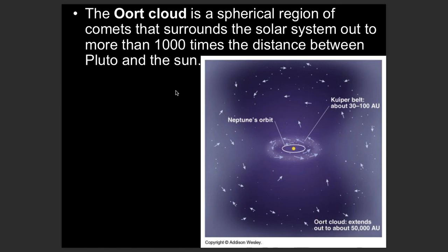Beyond that, in the outer regions of our solar system, is what's known as the Oort cloud, right? It's a spherical region, like a sphere. Think about the whole thing being inside a round snow globe, and this is the outer shell of it. It's a region of comets that surrounds the solar system out to more than 1,000 times the distance between Pluto and the Sun. So it's way out there.